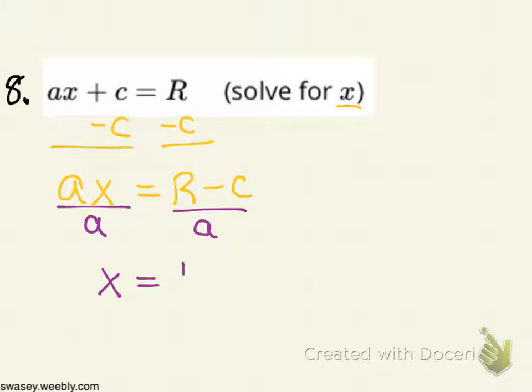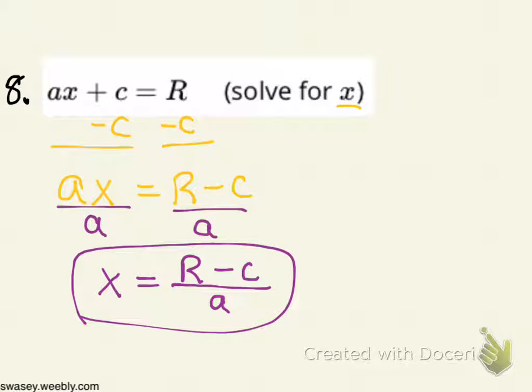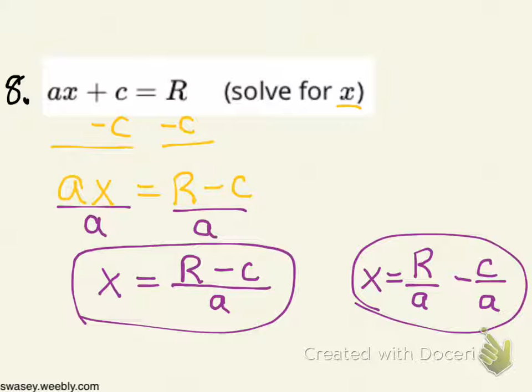And so x equals, you can either write it as r minus c all over a, or you could write it as two separate fractions, r over a minus c over a. So either of these answers would be acceptable, because you got x by itself.